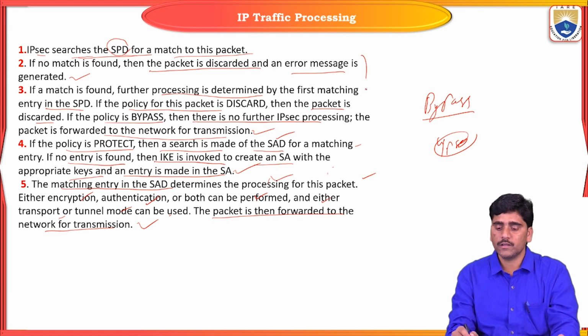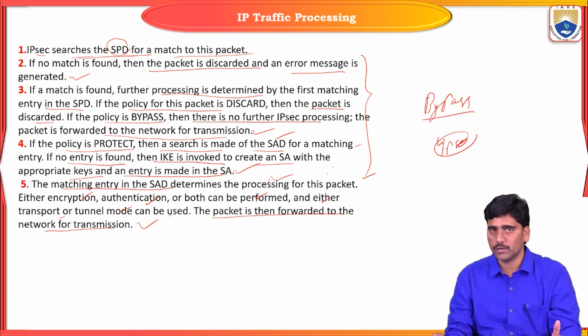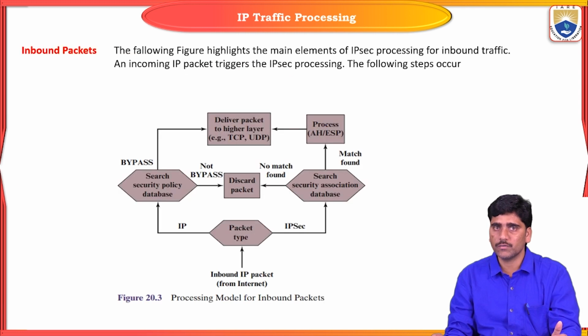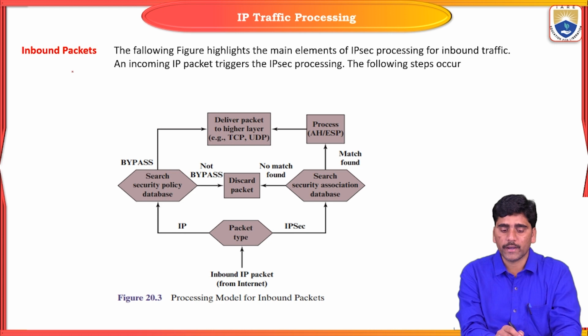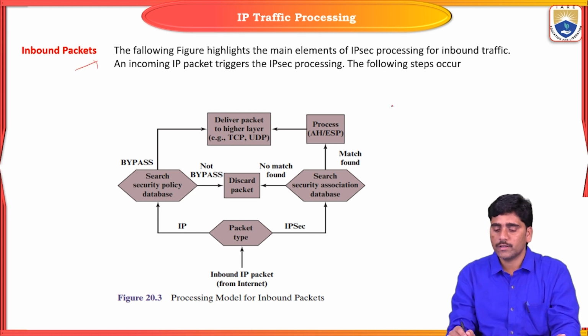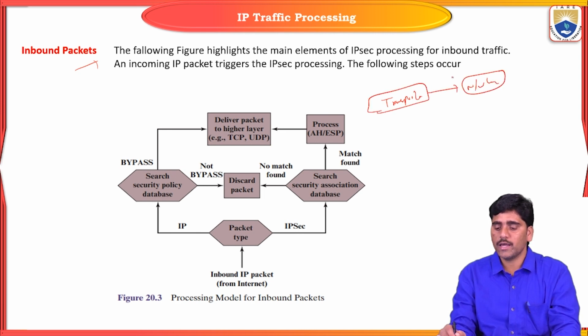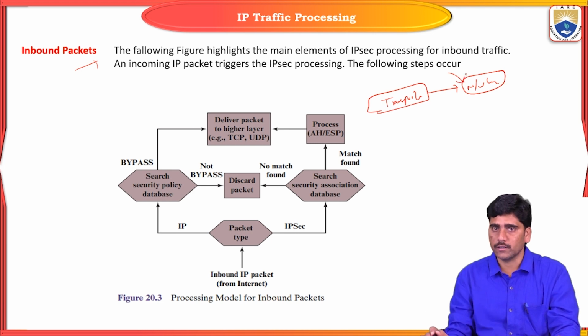So here each and every step is transferred for the packets from the transport layer to the network layer. And similarly, you can observe inbound packets. So now the packet is transmitted from the transport layer to the network layer. It is called an inbound packet for the network layer.